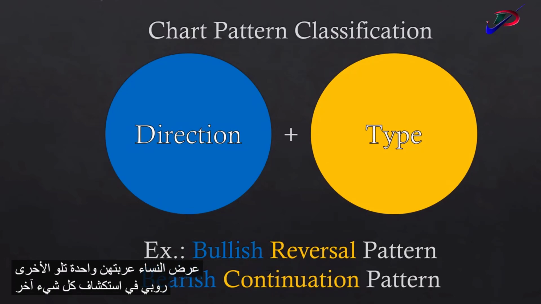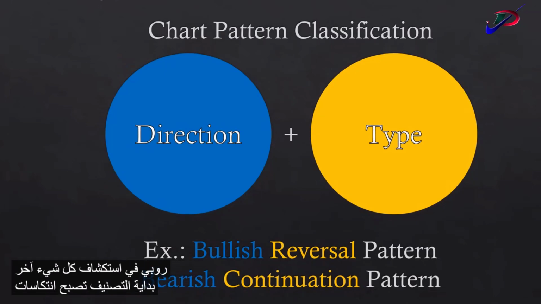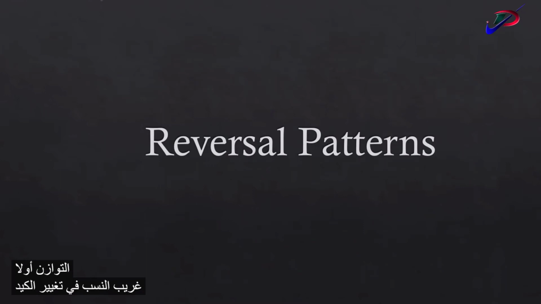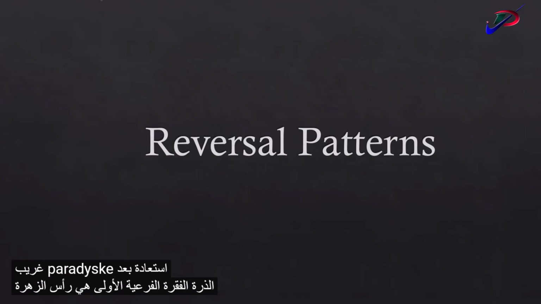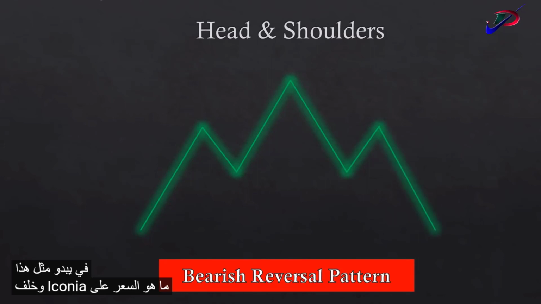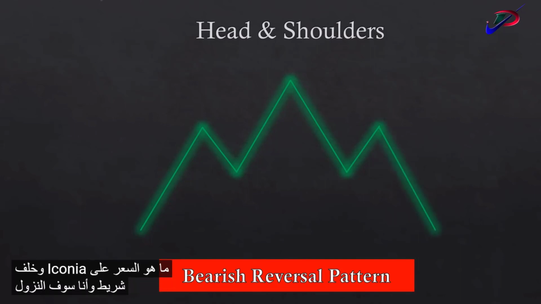We will begin exploring each pattern in each classification, starting with the reversal patterns first. So these are the patterns that will indicate a change in price direction after the pattern is confirmed. The first chart pattern we'll analyze is the famous head and shoulders pattern. The head and shoulders is a bearish reversal pattern, and it looks like this. Notice that price will be going up, and after the pattern it will go down.